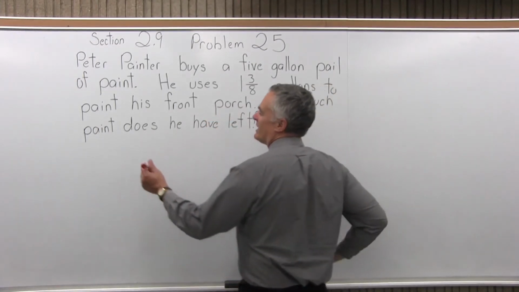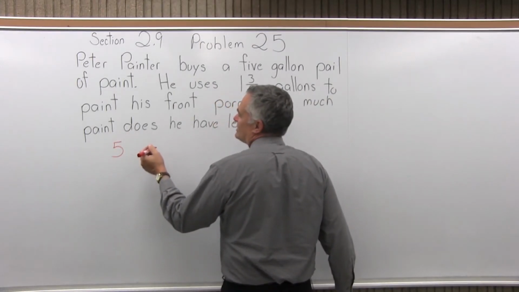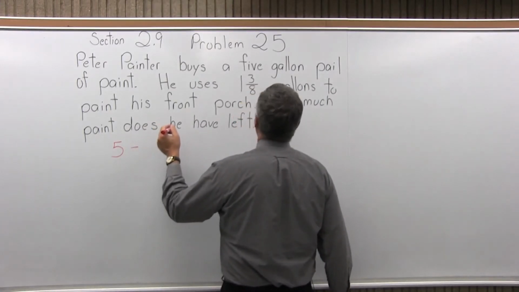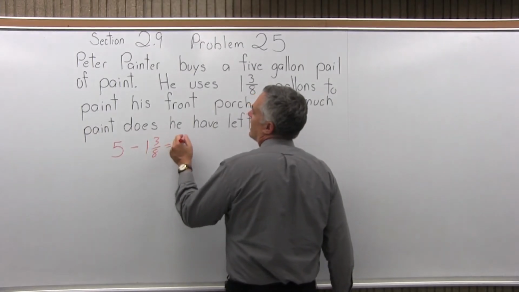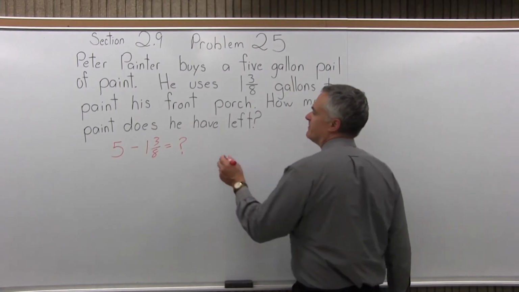So anyway, he has a 5-gallon pail of paint. He uses some. How much is left? So he uses 1 3/8 gallons to paint his porch. How much does he have left? So it's really a subtraction problem.